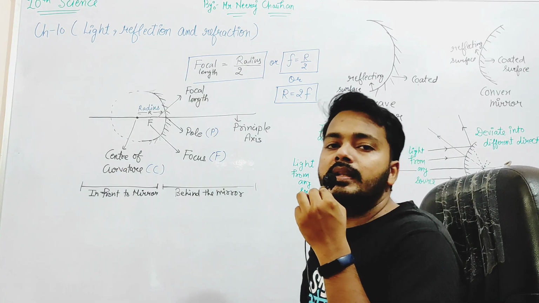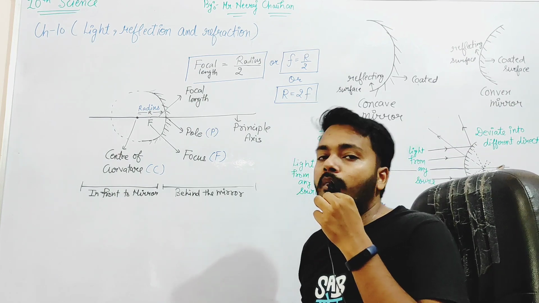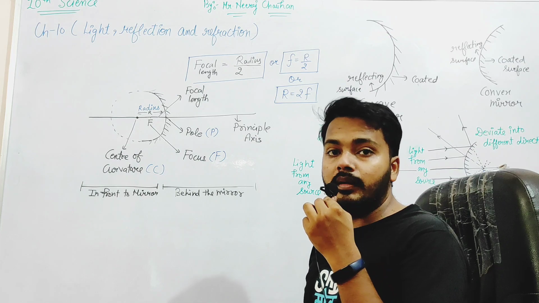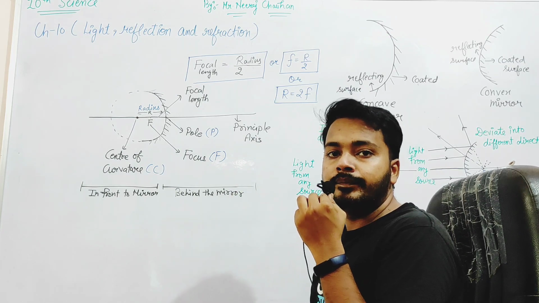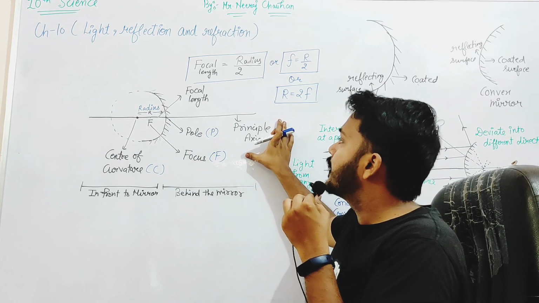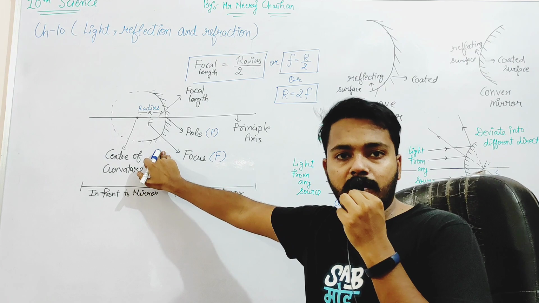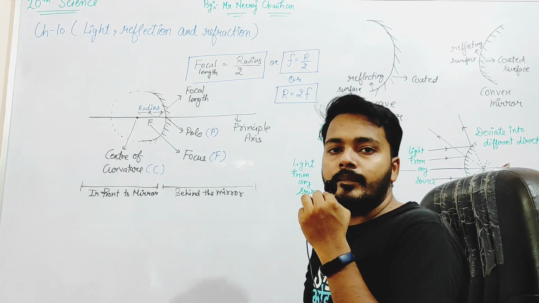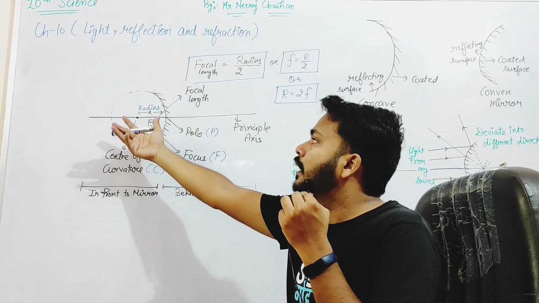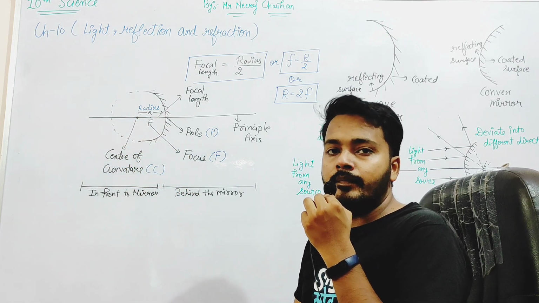Before understanding the image formation on the spherical mirror, we need to understand some of the components of the spherical mirror. The first one is the principal axis. This is the imaginary line which passes through the diameter of a spherical mirror. The spherical mirror looks like a circle. It has a diameter and half of the diameter is called the radius.